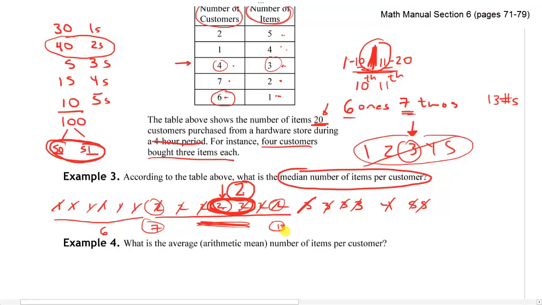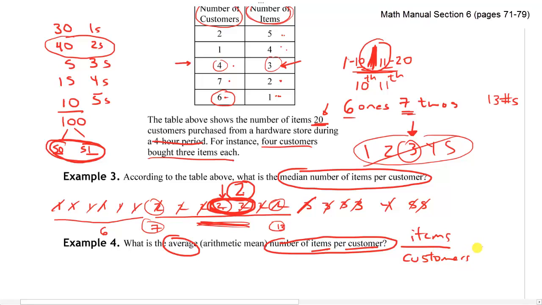Now, the average number of items per customer. Again, a lot of students are going to say 3, because 3 is right in the middle. But that is, once again, a bait answer. The average is not 3. The way that you would need to find the average number of items per customer is you would need to find the total number of items divided by the total number of customers.